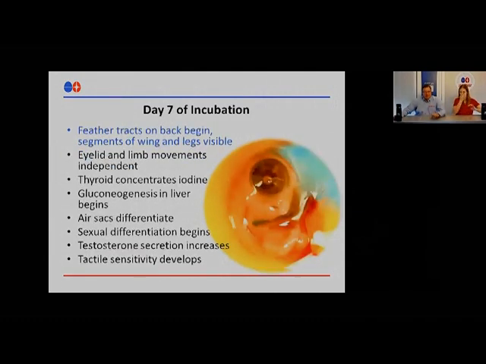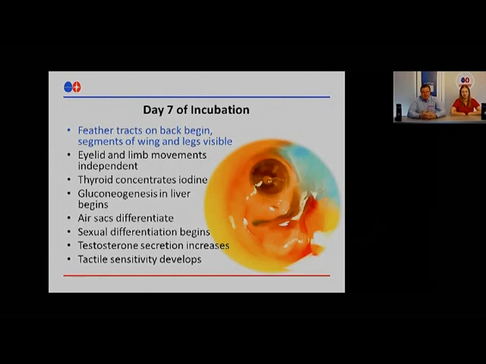Again, you cannot back up and do this after the fact. It must occur at this time. You can incorporate this to the times of incubation and what we do, how critical it is to stay on track with providing them the environment they need to make sure all along the way we're getting the development we want. Day 7, we start to see feather tracks more visible.